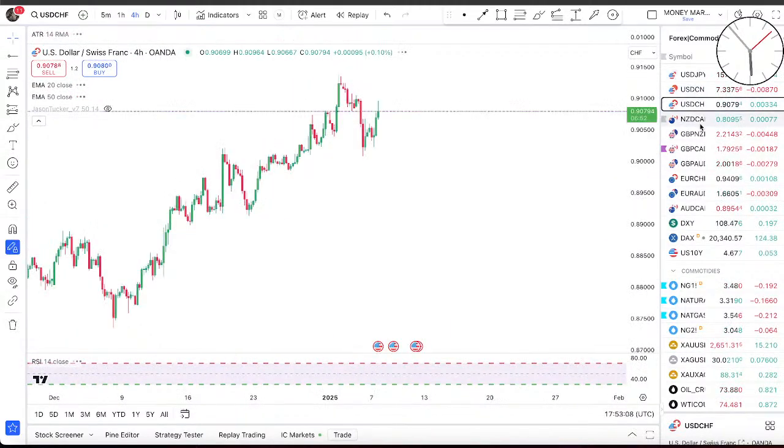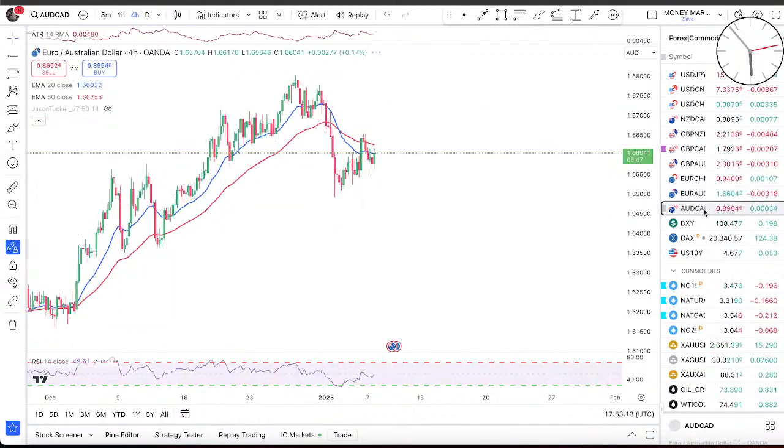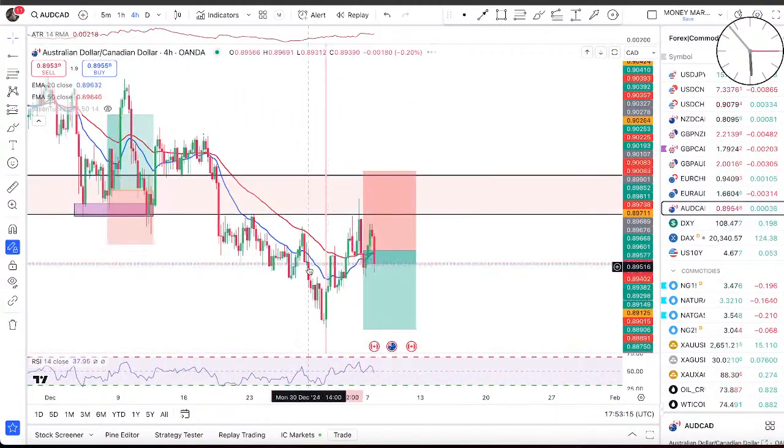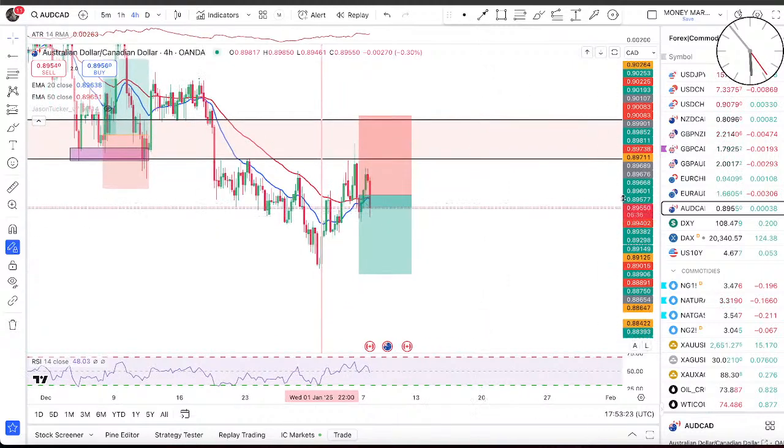So I've done, let's see if I've covered all of them. AUD CAD, bearish engulfer from the zone that was sent to you. Expect a further push down from here. That is my entry, 180 or above the wick, and take profit is like this.